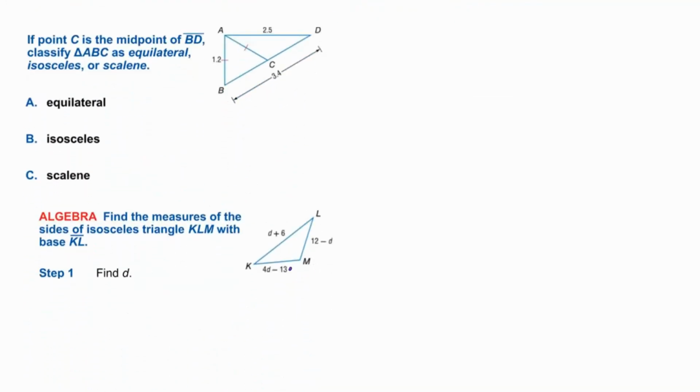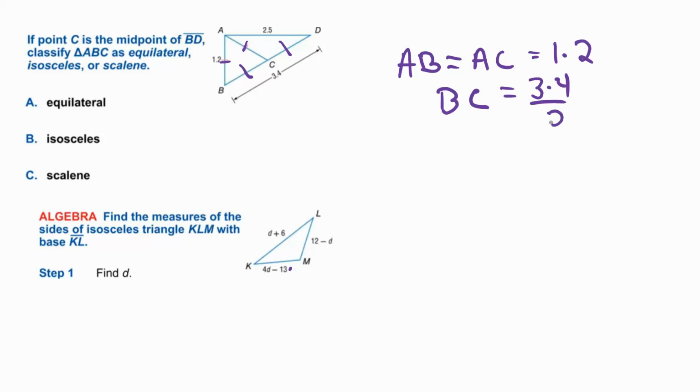If point C is the midpoint of BD, which would lead us to know that BC is congruent to CD, classify triangle ABC as equilateral, isosceles, or scalene. Well, in our diagram, we know that the measure of AB equals the measure of AC. We're given that right here. That both equals 1.2. So we know so far that it's at least isosceles. Now BC is 1/2 of 3.4, which is 1.7. So it is not equilateral, it is isosceles.